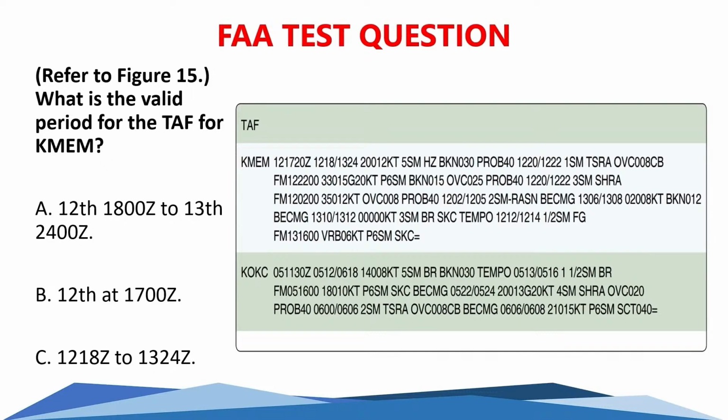So what is the valid period for the TAF for Memphis? You have obviously figure 15 on the right. Make sure you obviously select Memphis instead of Oklahoma City, and then just figure out what is the appropriate valid period here. 0300 is 0300 Zulu.